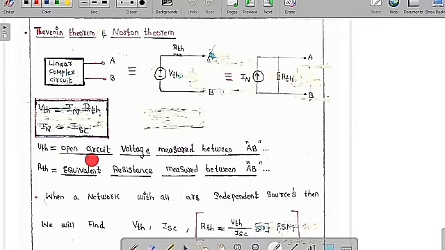So VTH is called the open circuit voltage measured between A and B, and RTH is called the equivalent resistance measured between A and B. I have told you how to figure out these values, I have just now explained.